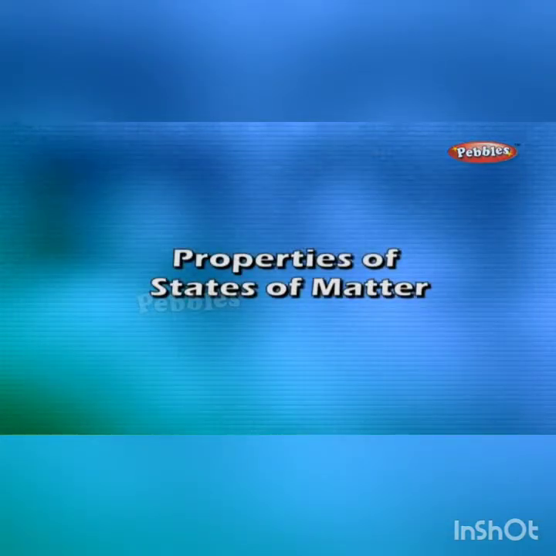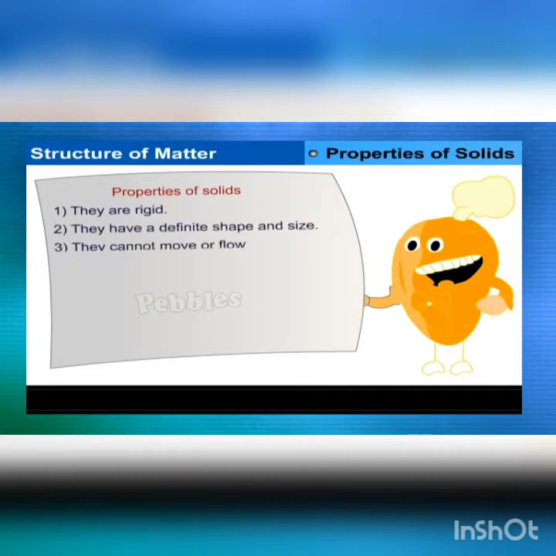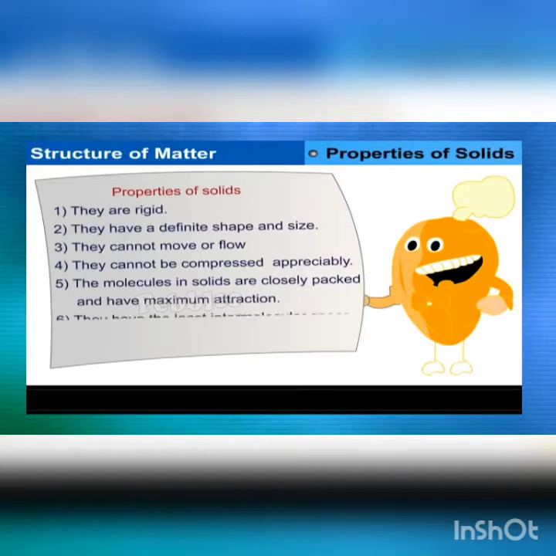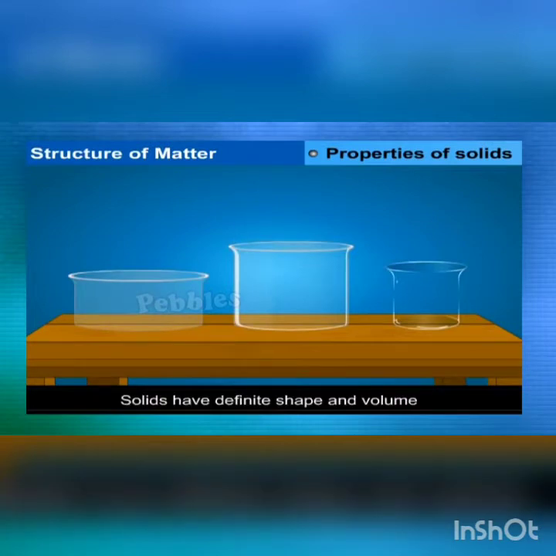Properties of states of matter. Properties of solids. They are rigid. They have a definite shape and size. They cannot move or flow. They cannot be compressed appreciably. The molecules in solids are closely packed and have maximum attraction. They have the least intermolecular space. Solids have definite shape and volume.